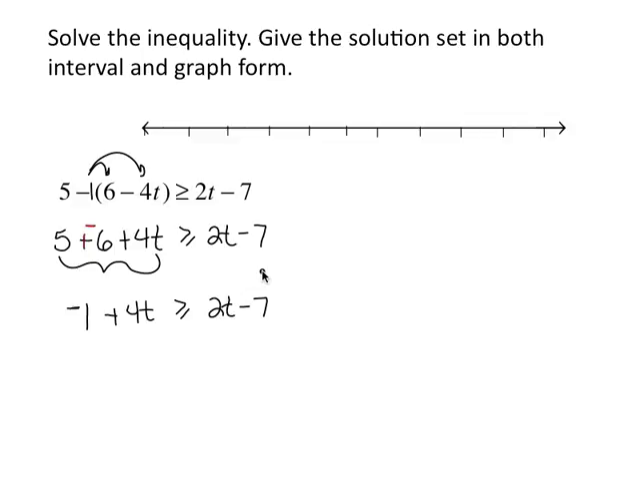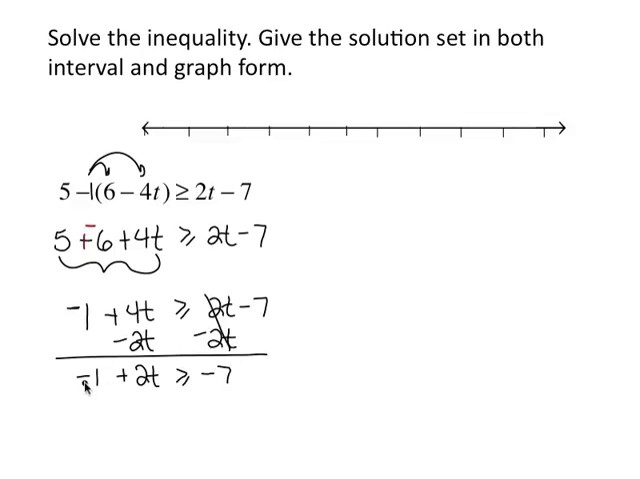From this point, my goal is to put the variables on one side and the numbers on the other side. So I'm going to move this 2t to the left-hand side. Subtract 2t from both sides. We get -1 plus 2t. It's greater than or equal to -7.